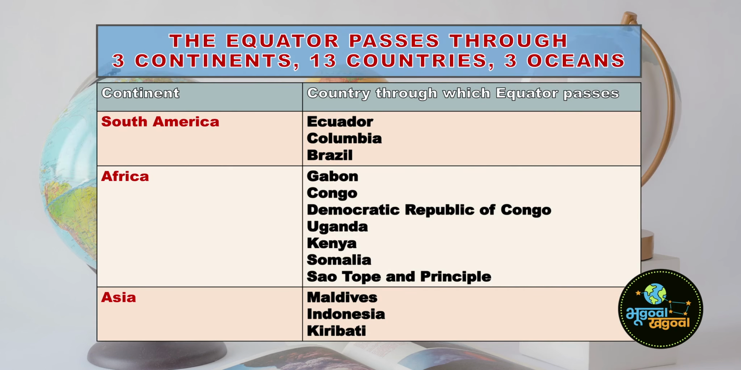The equator passes through 3 continents, that is South America, Asia and Africa, and 13 countries, that is Ecuador, Colombia and Brazil in South America, Maldives, Indonesia and Kiribati in Asia, Gabon, Congo, Republic of Congo, Uganda, Kenya, Somalia, Sao Tome and Principe in Africa.